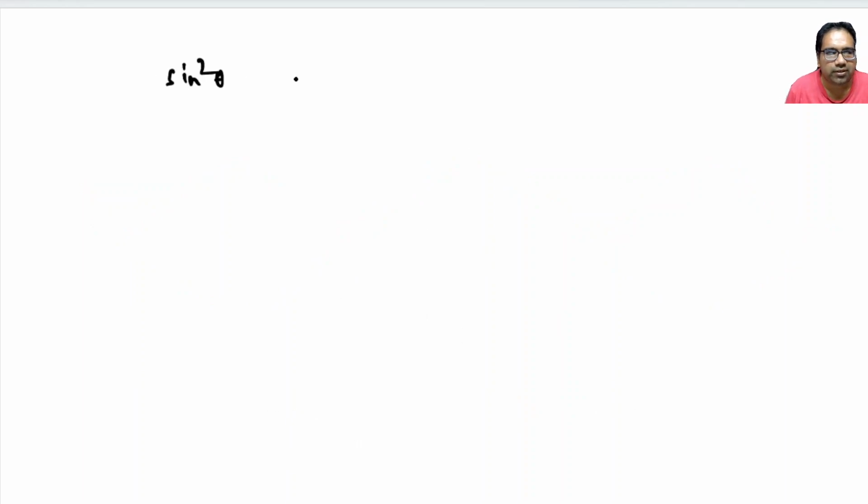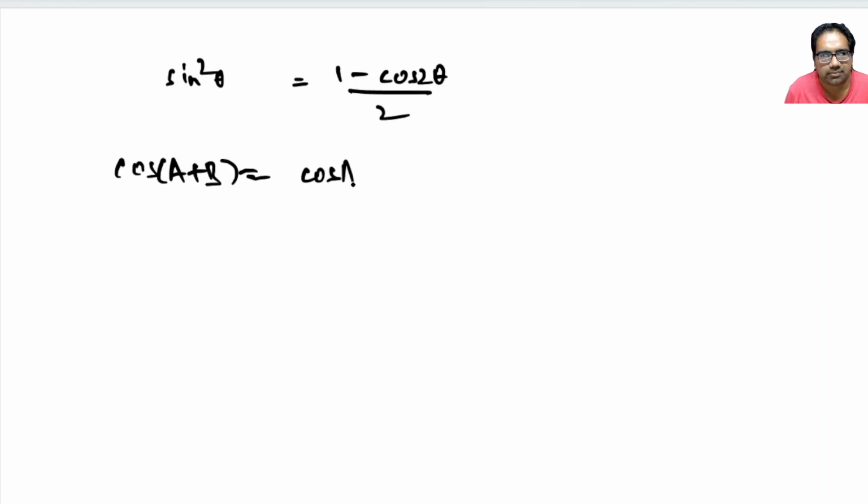Sine square theta we know is equal to 1 minus cos 2 theta by 2. Right. So we know cos A plus B. How do we get this? Cos A plus B is cos A cos B minus sin A sin B. Why? How did we get this? Okay. We're seeing how did we get this equation.